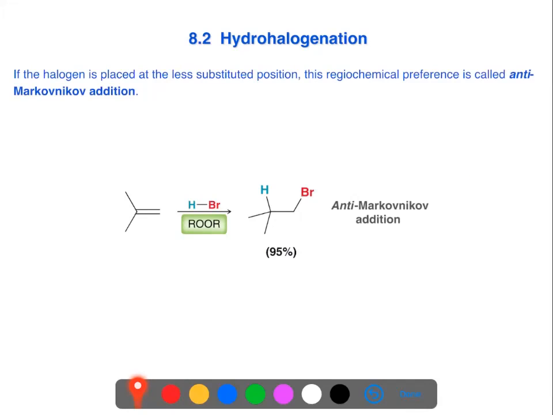So as I just mentioned, if the halogen is placed at the less substituted position, this regiochemical preference is called anti-Markovnikov addition. And in this example, we have a disubstituted alkene. One carbon of the double bond has two methyl groups. The other carbon of the double bond has two hydrogens attached to it. And you see here that when we add HBr in the presence of another reagent, which we'll discuss in a moment, we end up with a new carbon-bromine bond at the least substituted position of that original alkene.